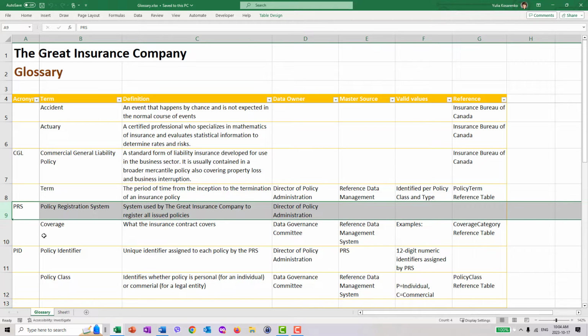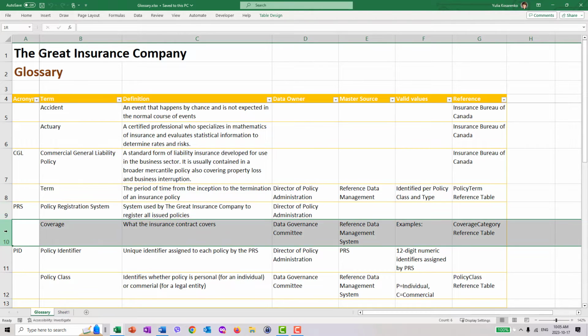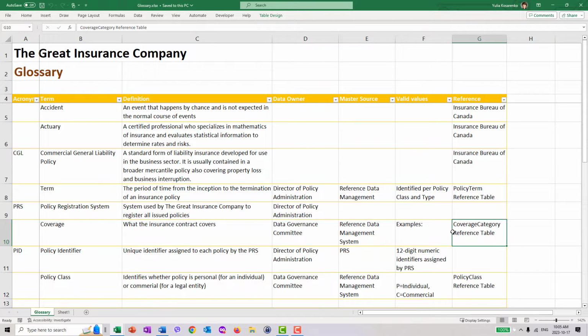And further on, if you identify any fields or data elements that are managed in this system, you can also reference this acronym. The next entry I have is coverage, what the insurance contract covers. While this is also an industry term, different insurance companies may have their own interpretations of it. So my company in particular has a coverage category reference table, which lists all of the possible values of the coverage that are valid and applicable to this particular company, because every insurance company may have their own business model.